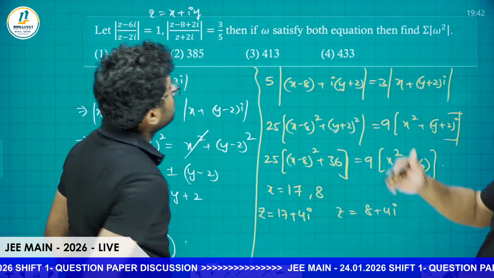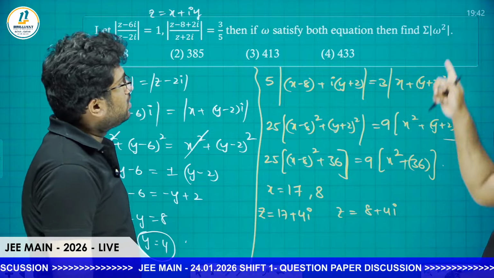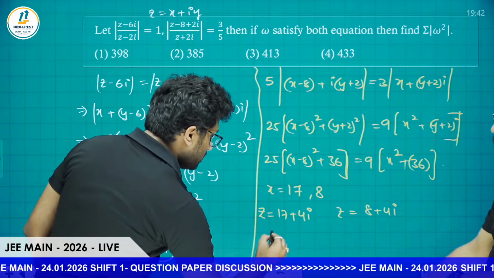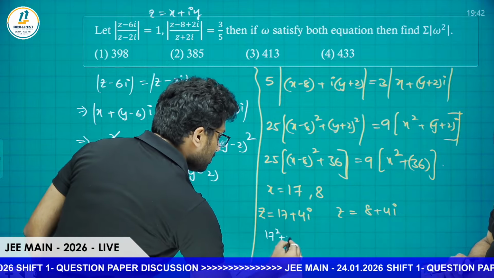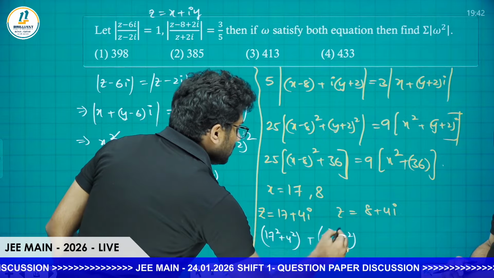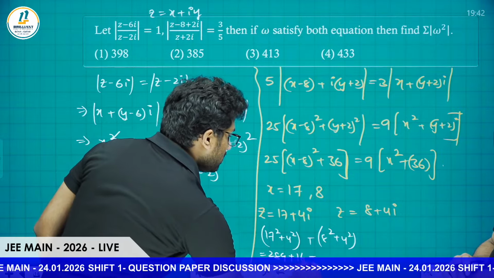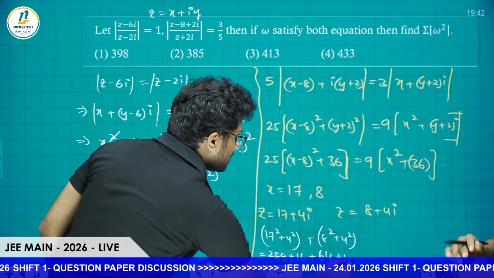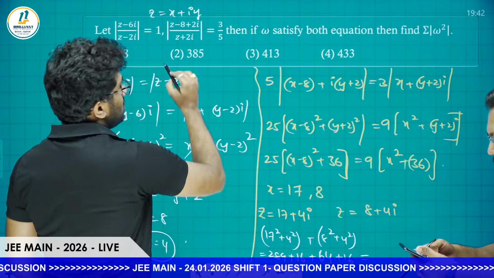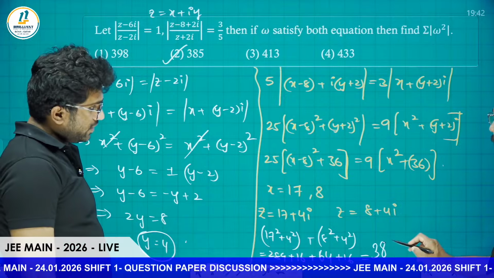And they are assuming that z is omega. They want the sum of the squares of the modulus. So the square of the modulus will be 17 square plus 4 square, and 8 square plus 4 square. So it is 289 plus 16 plus 64 plus 16, which is nothing but 385. 385 is the answer.